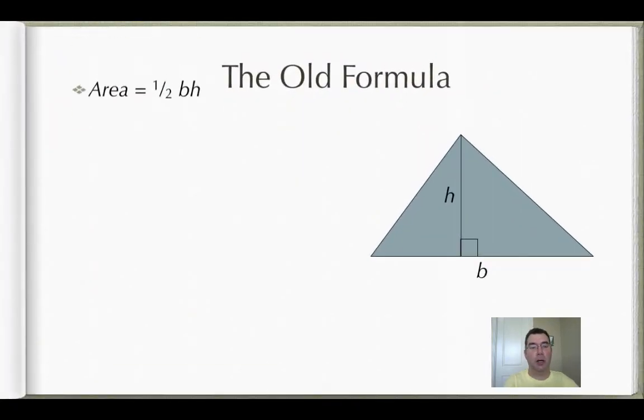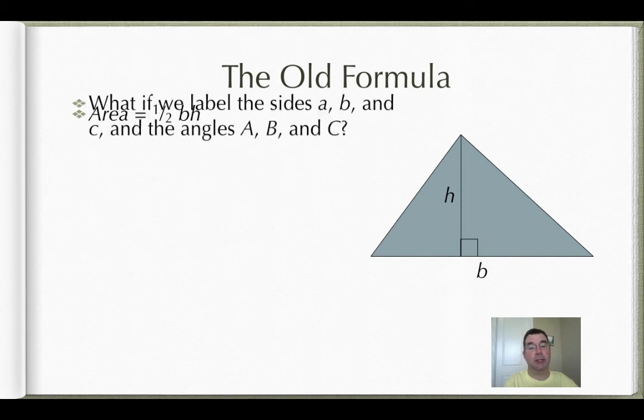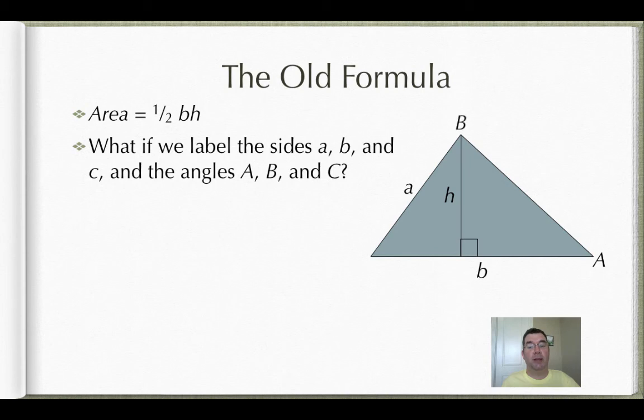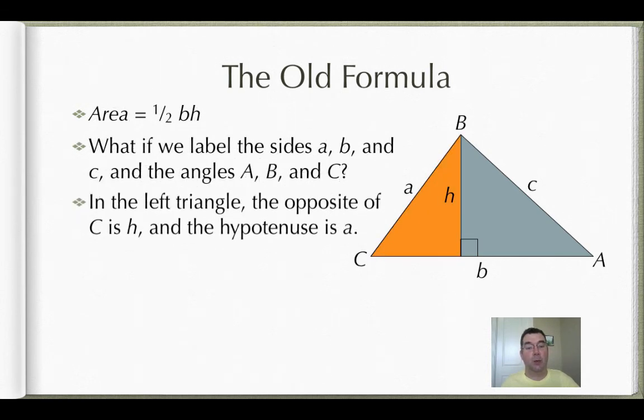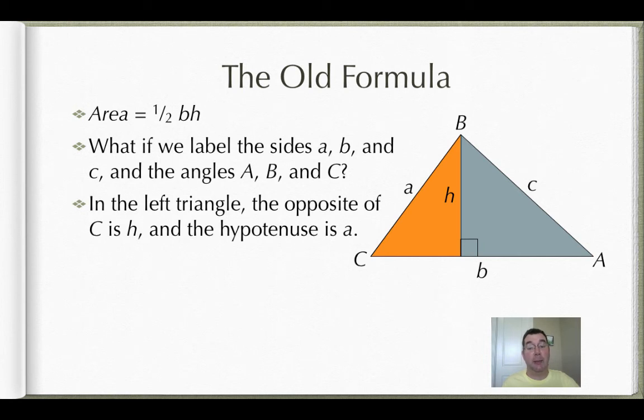The old formula was that the area equals half of the base times the height, if I know the base and I know the height and they are perpendicular to each other. But what if we label the sides A, B, and C and the angles A, B, and C, as long as side A is opposite angle A, side B is opposite angle B, and side C is opposite angle C? Well, I look at that left triangle and I see that the opposite of angle C is side H and the hypotenuse is A.